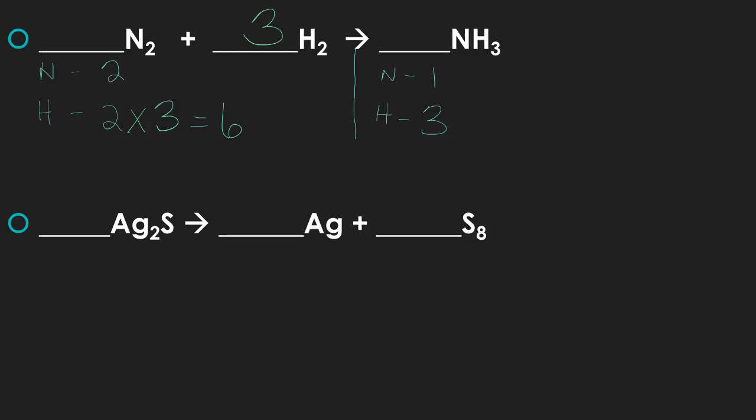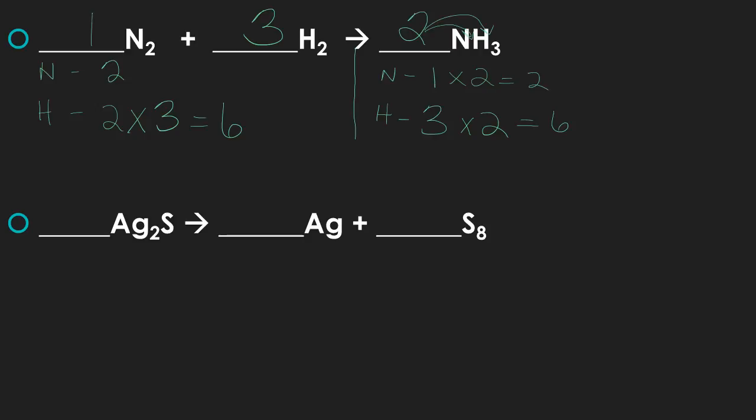I only have 3, so I need to multiply by 2. I put that in the blank. And then I ask, does anything else get multiplied by 2? The answer would be yes. The nitrogen. I update my counts. And now it's all balanced. So 2 and 2, 6 and 6. So I can leave this N2 blank, or I can add a 1.